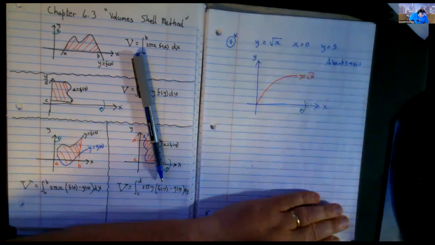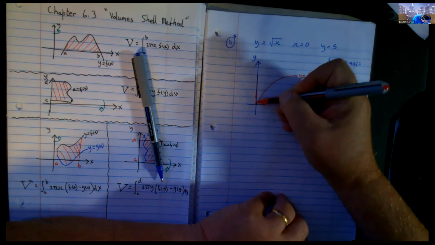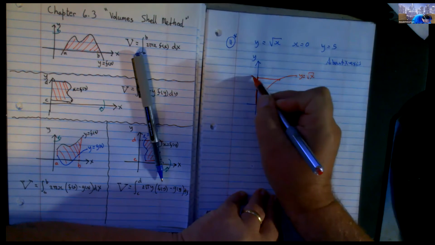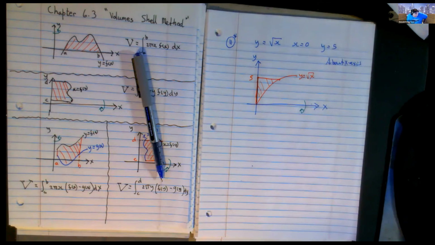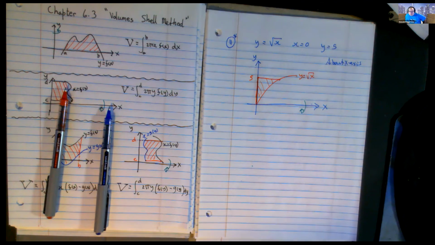There's the square root of x. Here is x equals 0, and here is y equals 5. That is a cool question. Right, so it's an axe head.